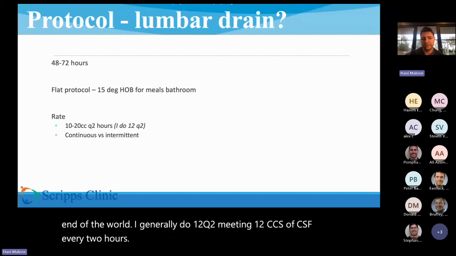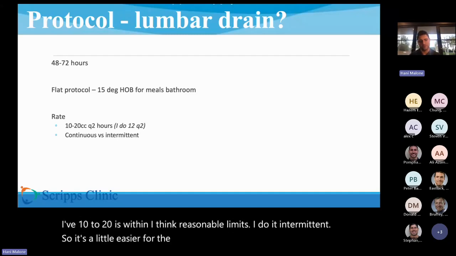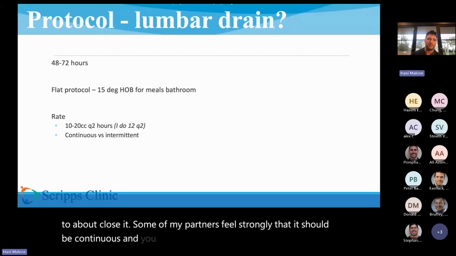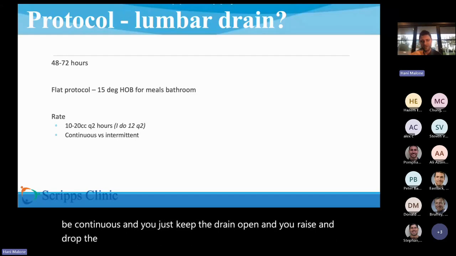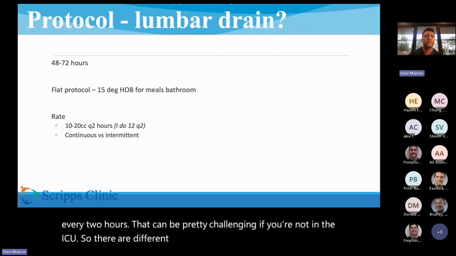I think 10 to 20 is within reasonable limits. I do it intermittent, so it's a little easier for the nurses. They just open up the drain, let 12 out, close it. Some of my partners feel strongly that it should be continuous, and you just keep the drain open and raise and drop the bed in an attempt to titrate it to that amount every 2 hours. That can be pretty challenging if you're not in the ICU. So there are different strategies there.